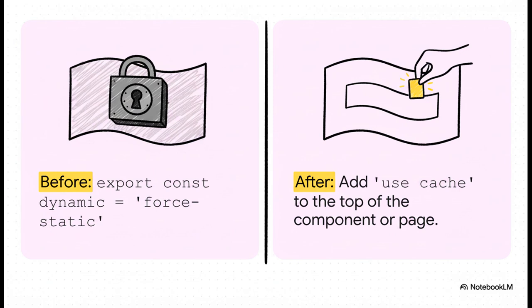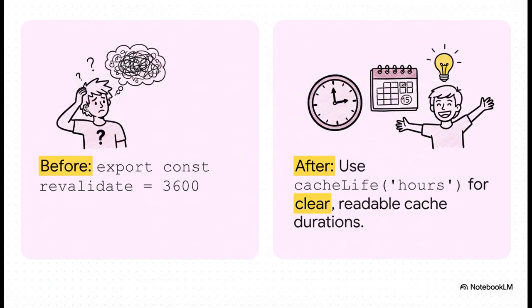Now what about the opposite? What if you wanted to force a page to be static? Before, you'd use force static. The new way is a perfect logical flip. You now opt into the cache by adding our new best friend, useCache, right at the top. It's so much more explicit and honestly just makes more sense. And this one, I love this change.